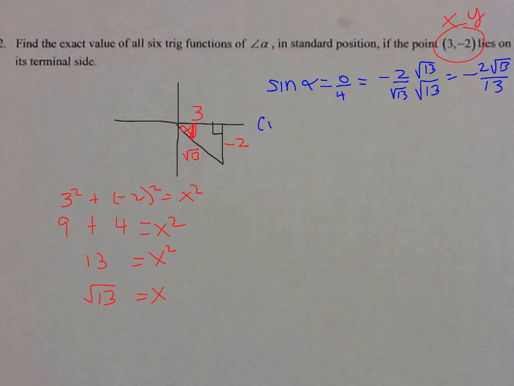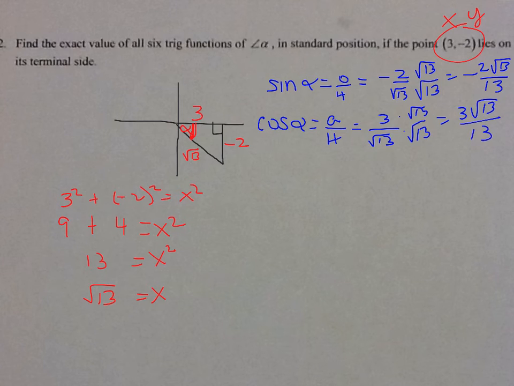Now we want cosine alpha. Cosine is the adjacent over the hypotenuse. The adjacent is 3 over the hypotenuse, which is the square root of 13. We rationalize the denominator, multiply the numerator and the denominator by the square root of 13. So it's 3 the square root of 13 over 13. Now tan alpha. Tan is opposite over the adjacent. So opposite would be negative 2 over the adjacent, which is 3.